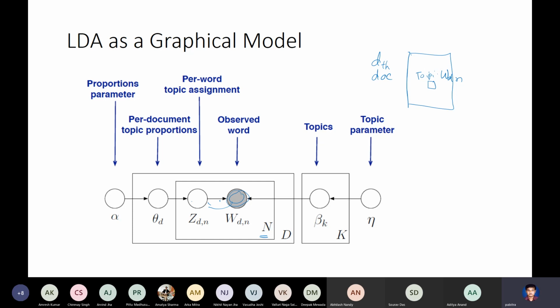So this way you get several topic versus word distribution vectors, and each of these vectors can be thought of as drawn from some other distribution, which is called the topic parameter. And let's say eta is the parameter for that distribution. So eta decides beta k as a parameter. Similarly, alpha decides theta d as a parameter. So that completes the plate diagram. Any questions you can ask?